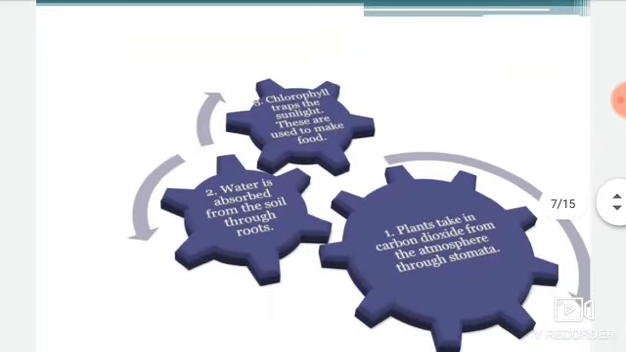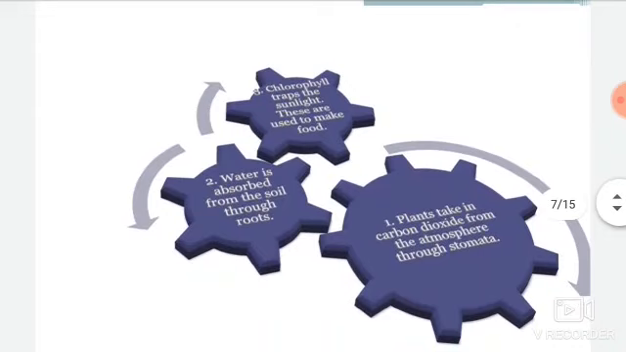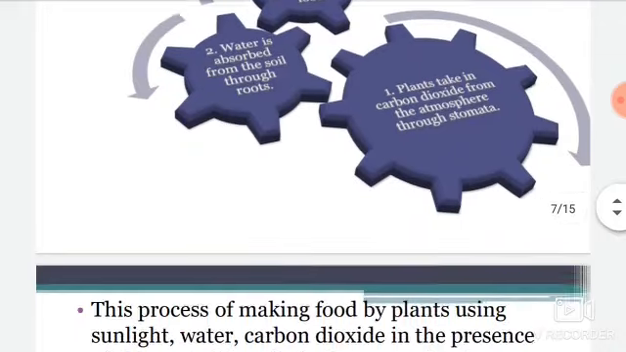Again, let's take a look. Plants take carbon dioxide from the atmosphere with the help of stomata. Then water is absorbed from the soil by roots, and in the presence of chlorophyll, the plant traps the sunlight and uses all these for preparing food.